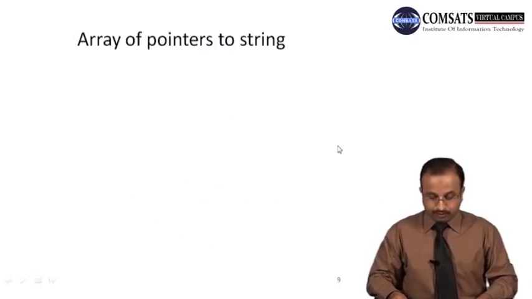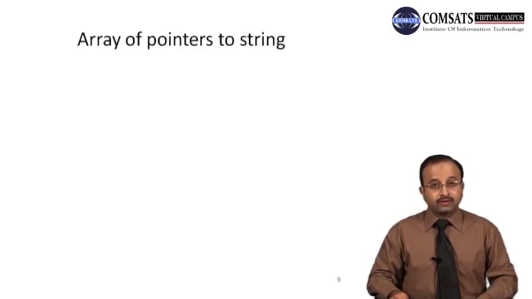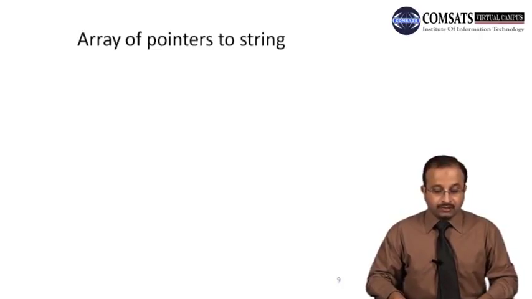Now, array of pointer to string. In the previous program you have seen that we have allocated 10 bytes for each name, because each row is composed of 10 bytes. Whether the name takes 4 bytes or 6 bytes or 3 bytes, all the other bytes are wastage of memory. We can address this problem using an array of pointer to string.